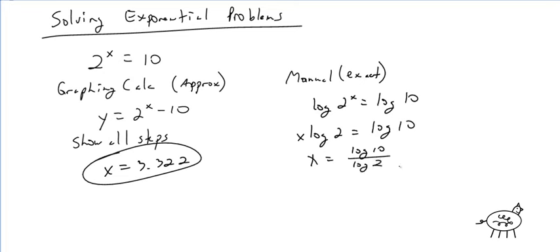I can actually simplify it one more shot here. What's log of 10? Well, isn't it log base 10 of 10? Well, that's actually equal to 1. So it's 1 over log of 2.